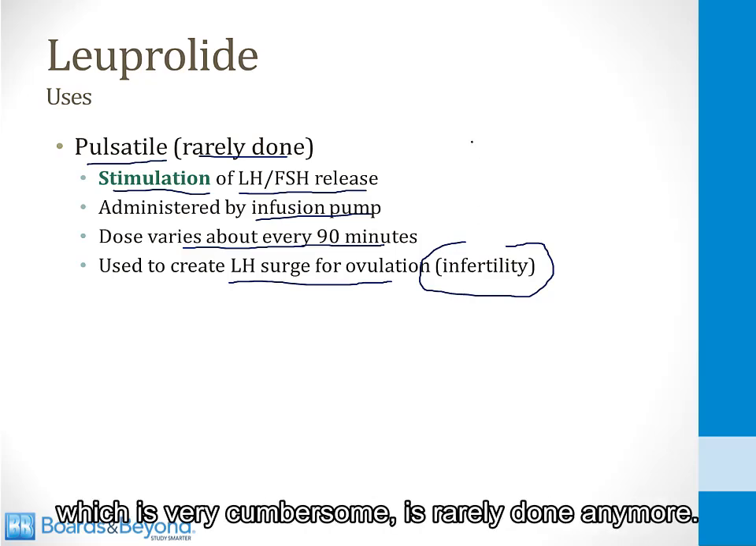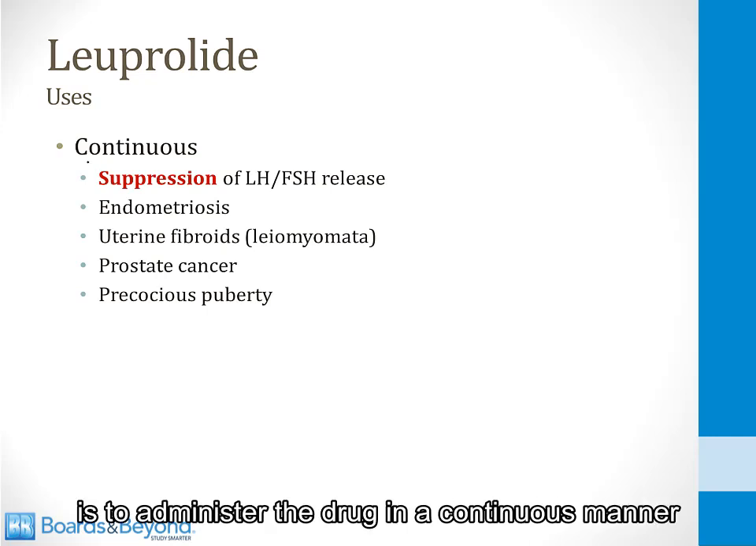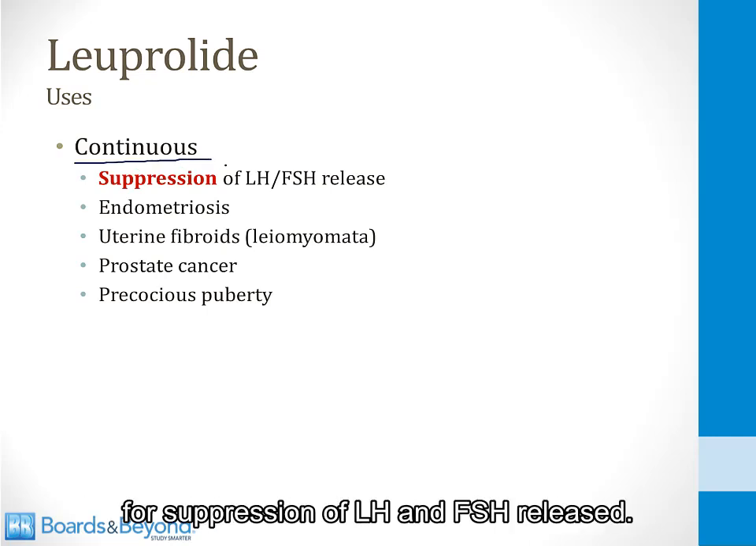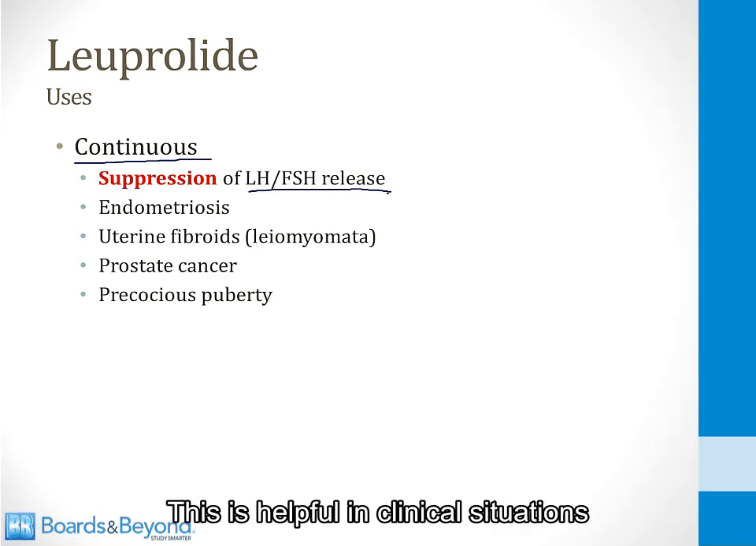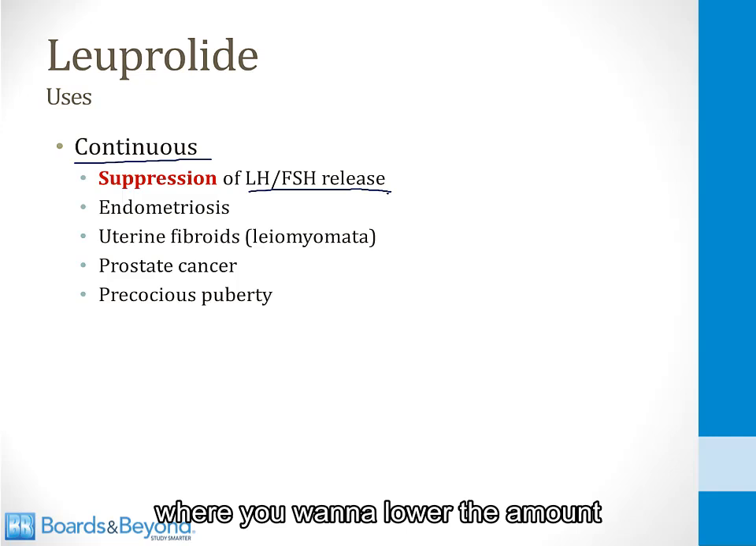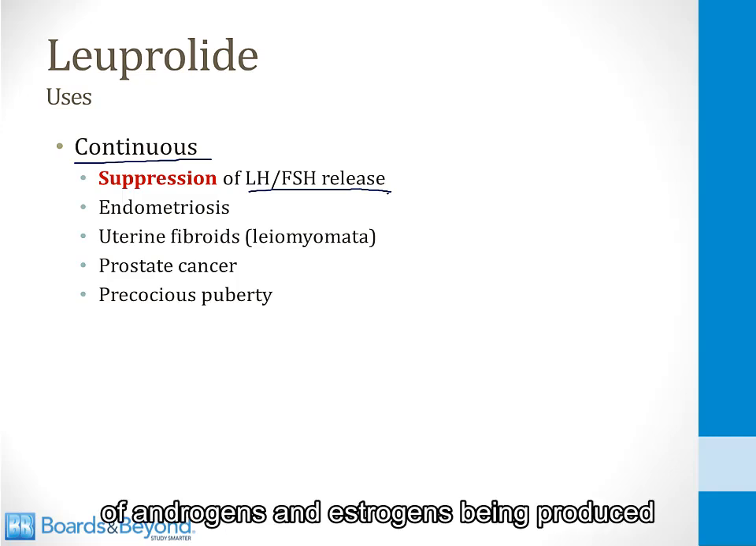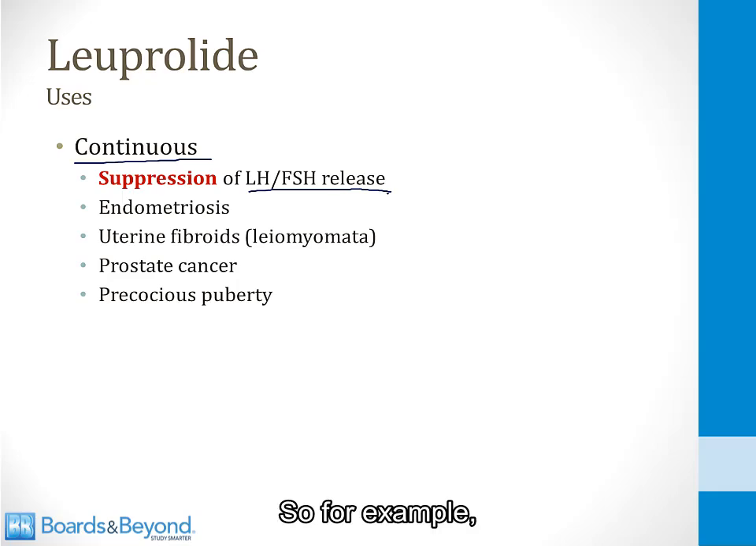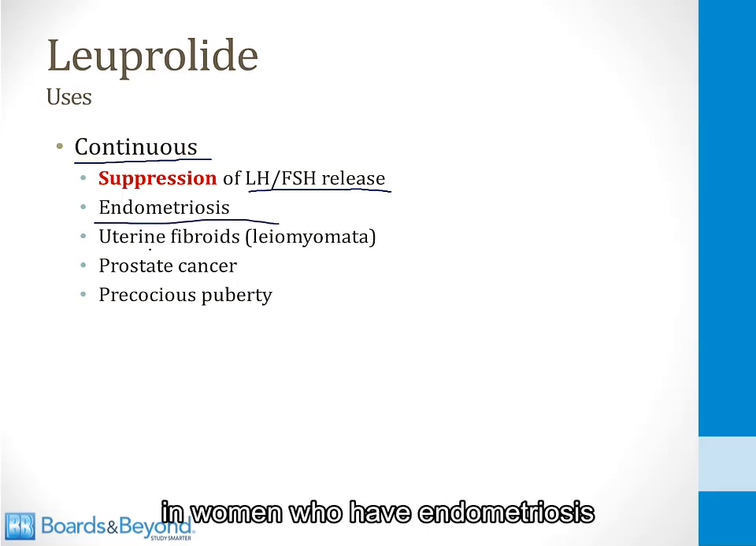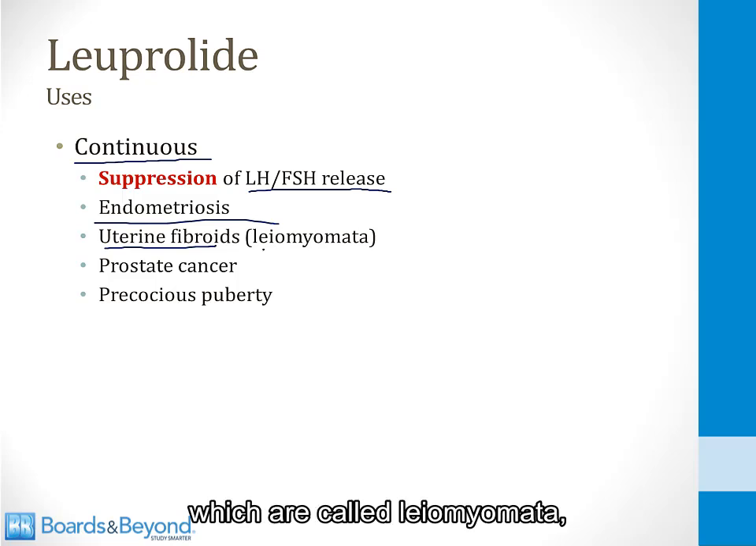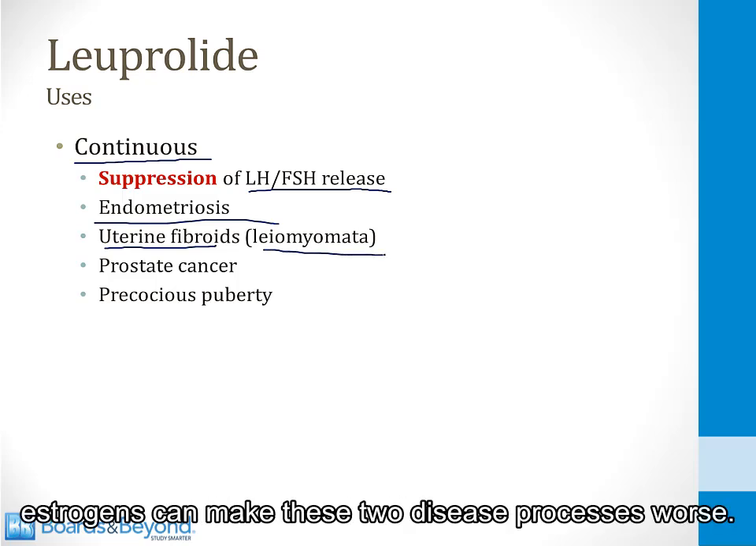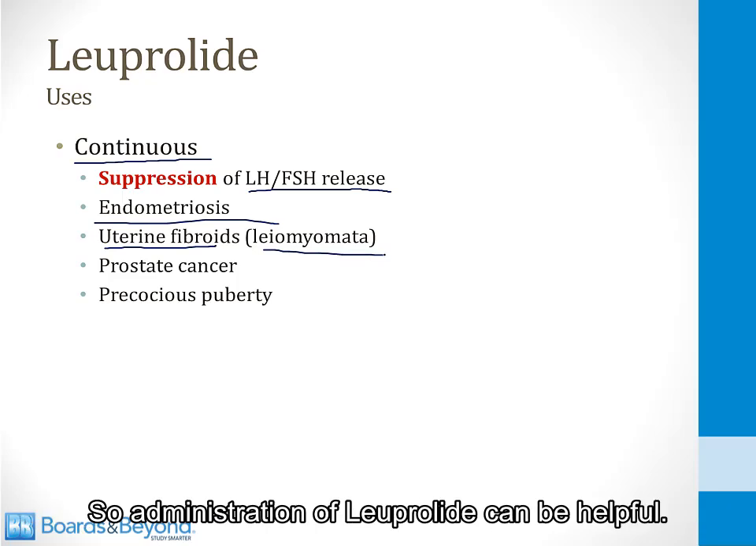The other way to use Leuprolide is to administer the drug in a continuous manner for suppression of LH and FSH release. This is helpful in clinical situations where you want to lower the amount of androgens and estrogens being produced by the ovaries and testes. So for example, in women who have endometriosis or who have uterine fibroids, which are called leiomyomata, estrogens can make these two disease processes worse, so administration of Leuprolide can be helpful.